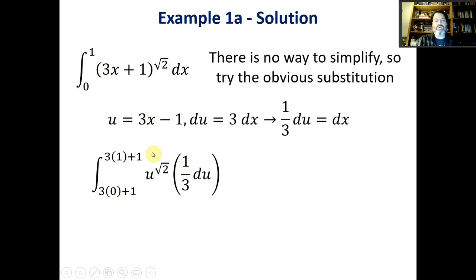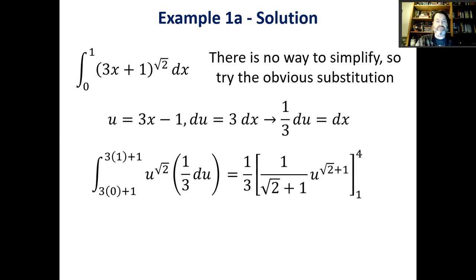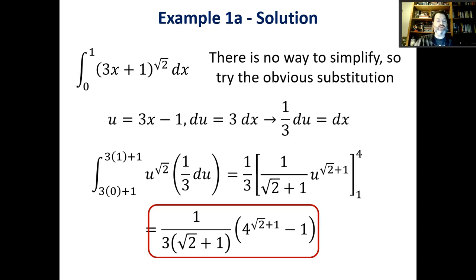Here we have the power rule. When we do the integral, you're going to add 1 to the power and divide by the new power. So we just get u to the radical 2 plus 1. The 1/3 comes to the front. And I'm going to pull this to the front too, so I just wrote it as 1 over. Plug in 4, plug in 1, and you're done.